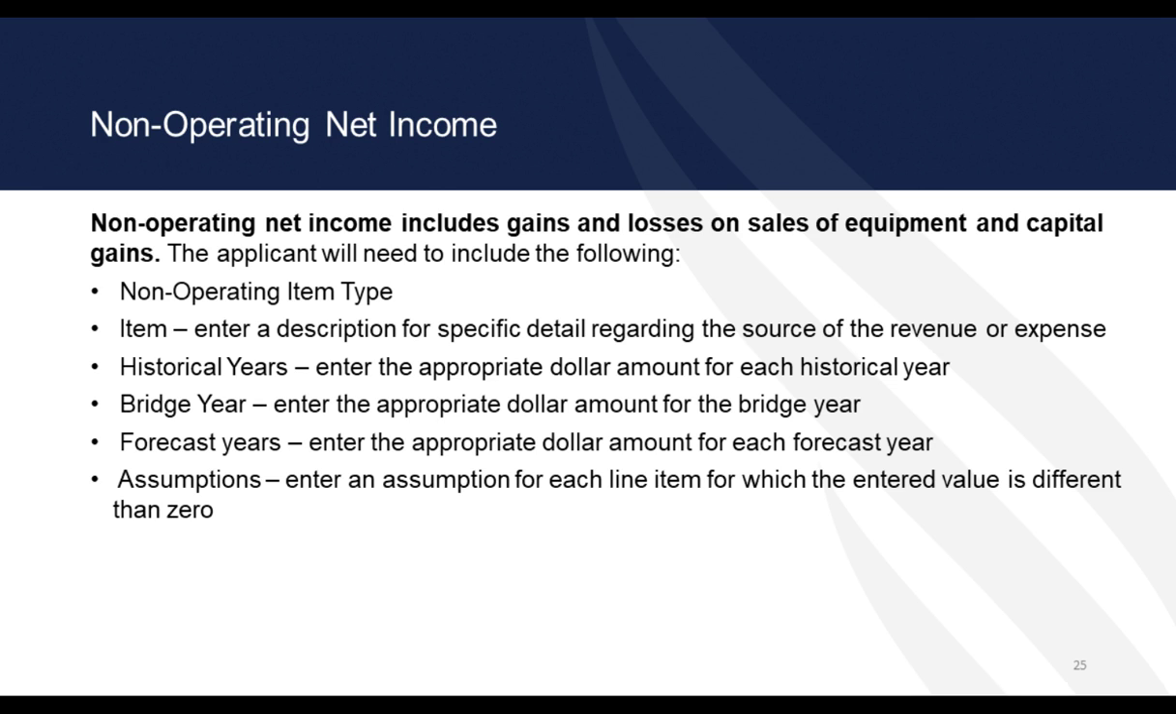Non-operating net income includes gains and losses on sales of equipment and capital gains. Applicants must input data for any non-operating net income before moving on to the income statement. Importantly, assumptions will need to be completed and reviewed by USDA as part of the application. This slide lists the information the applicant will need to include, such as the description of the item and the amount for the historical, bridge, and forecast years.